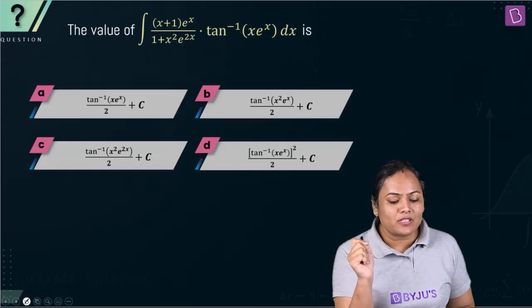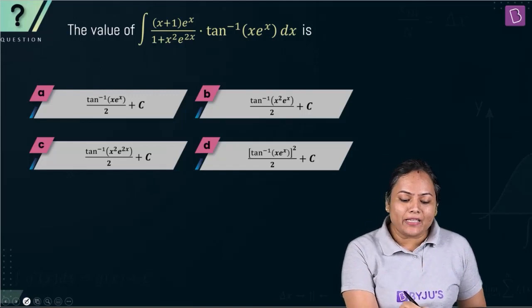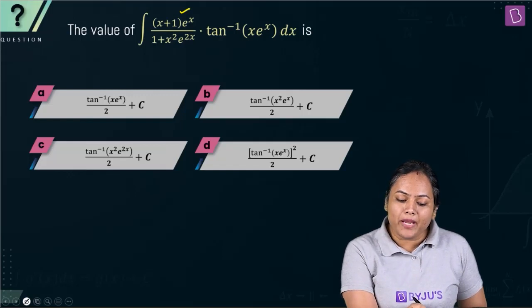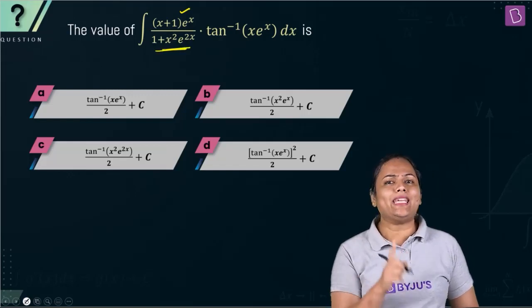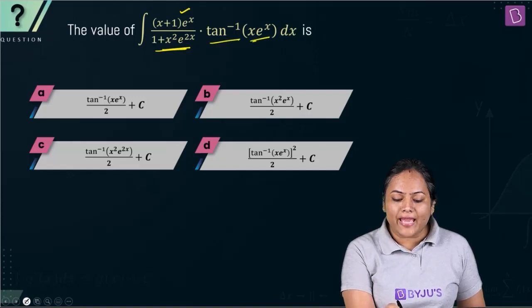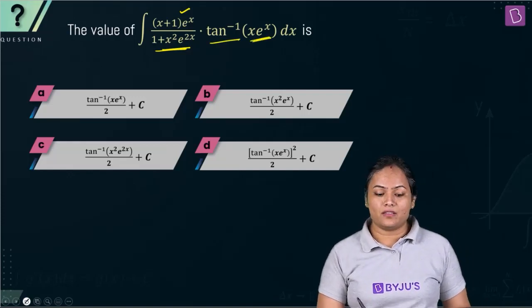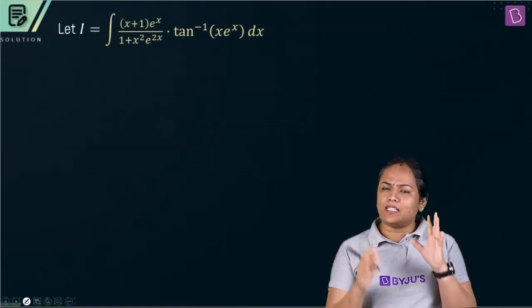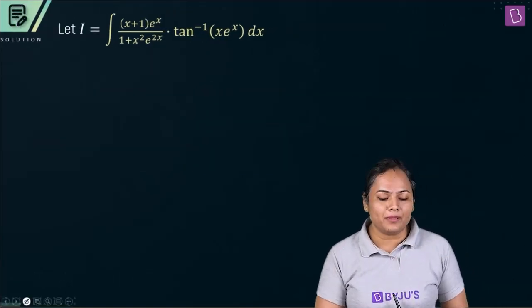Read the question first. Here I have to find the integral of x plus 1 e raised to x divided by 1 plus x square e raised to 2x, multiplied by tan inverse of x e raised to x, dx. So many terms are involved. But don't worry, guys. The question actually is really very simple.